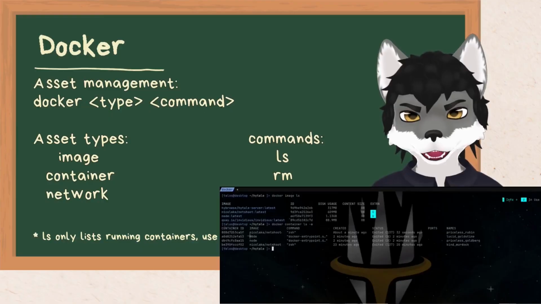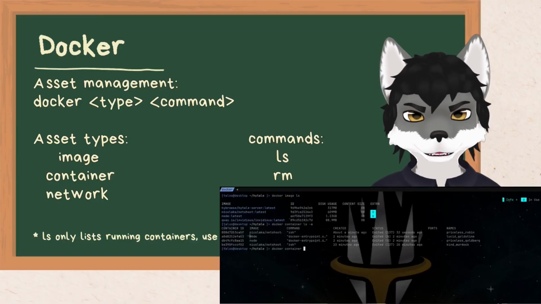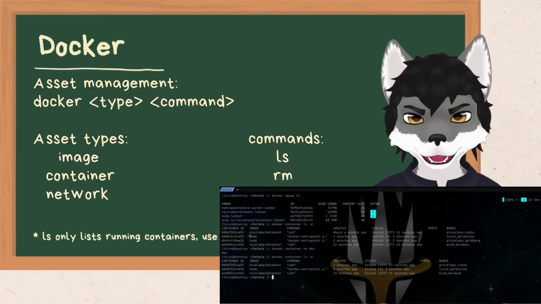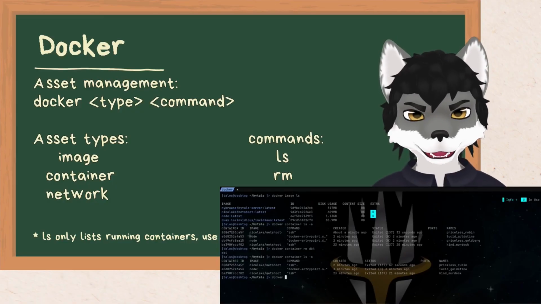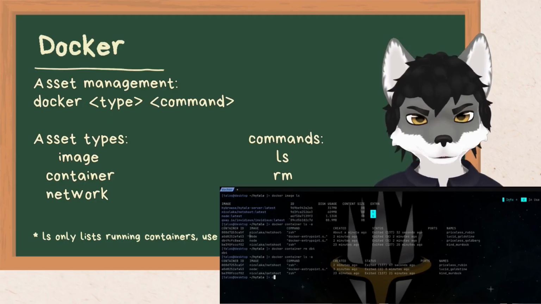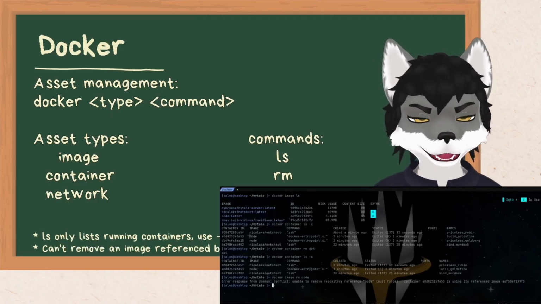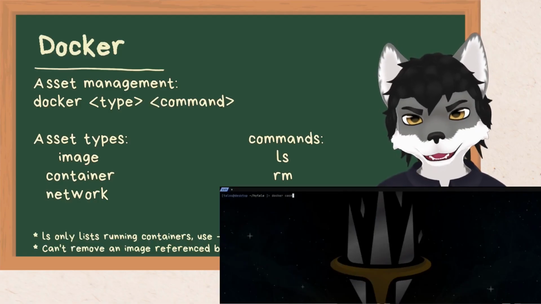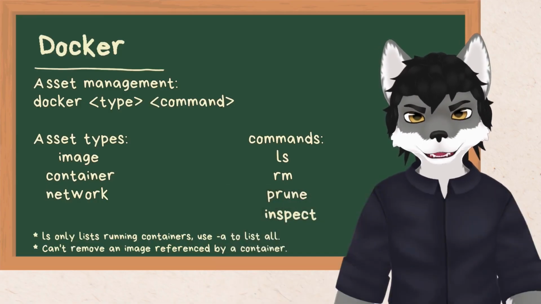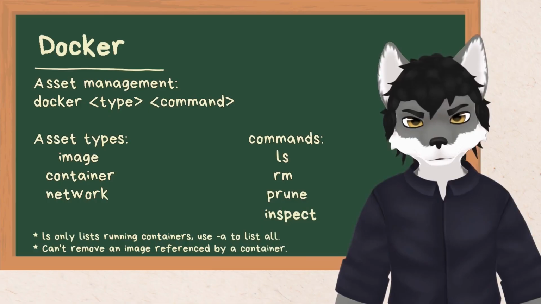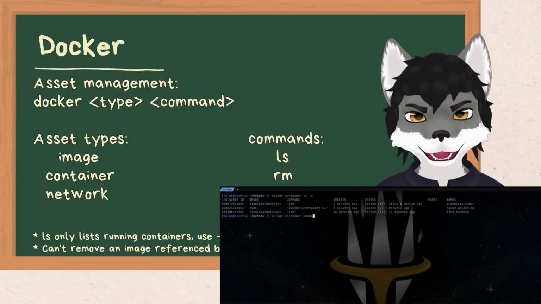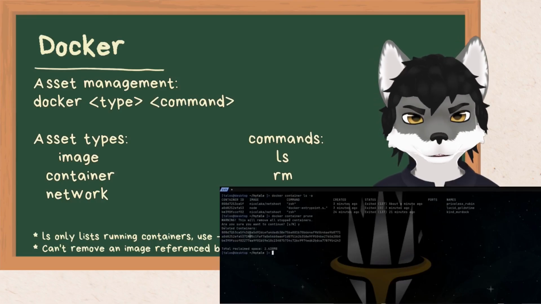rm removes an asset by ID or name. In case of using the ID, you don't even have to type the whole thing. The first few characters are enough if they are unique. Special case is for images, where you can only remove images that are not currently in use by a container. So remove the containers first. Prune will remove all stopped containers or unused images.